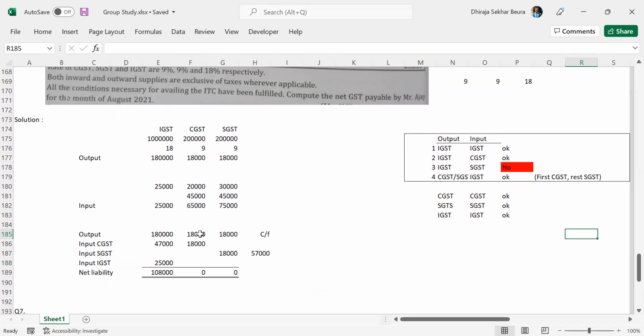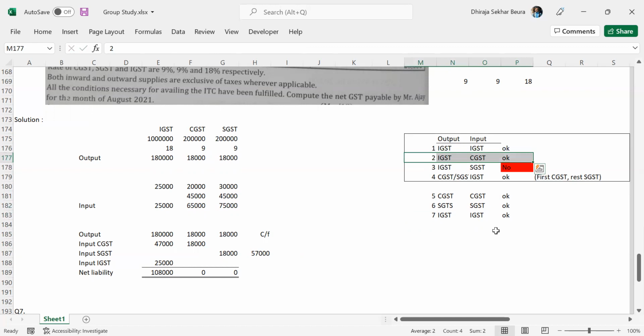So first what we did was we adjusted CGST credit against CGST liability. That is coming from this one. Let's call it 5. This is 6. This is 7. So this is 5. Then the balance of CGST is 47,000. We obviously can adjust it against IGST. That is coming from 2.